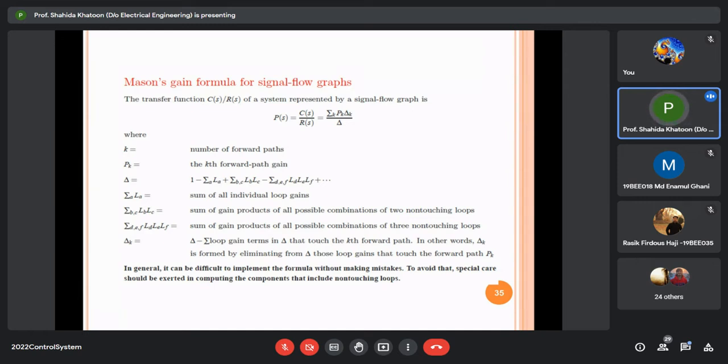First, you write down this formula in your notebook. This is a very, very, very important formula. Always asked.